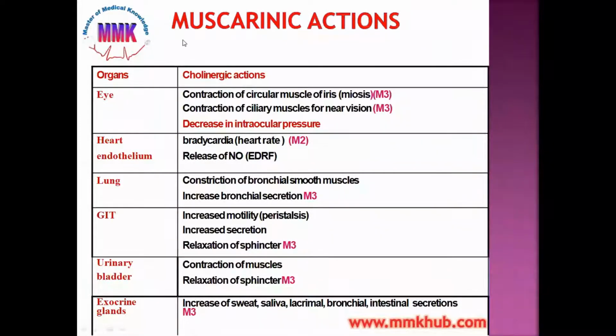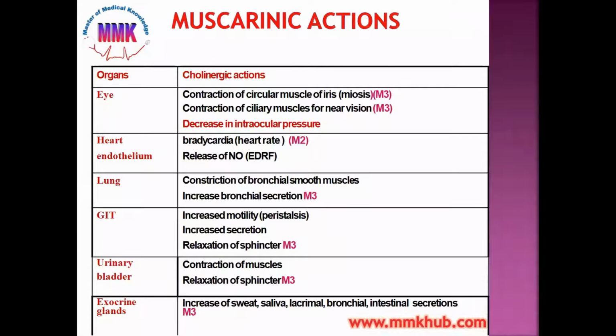Okay, now here you can understand the action of muscarinic receptors in detail. First of all, we'll begin with the eye. In the eye, we have M3 receptors. What are they doing? They are contracting the circular muscles of the iris, and it will also help in near vision. So this phenomenon is known as miosis. If you remember that in our sympathetic system, the action of mydriasis was happening. And mydriasis is basically pupillodilation and miosis is pupilloconstriction.